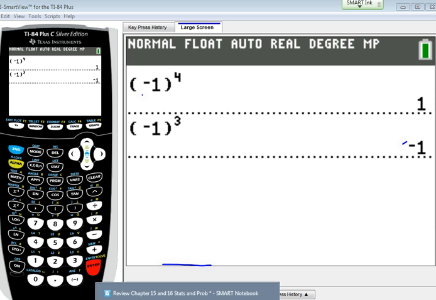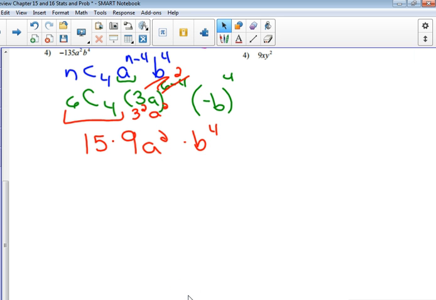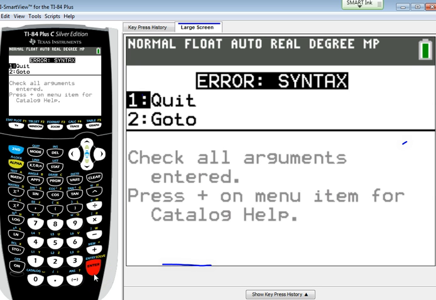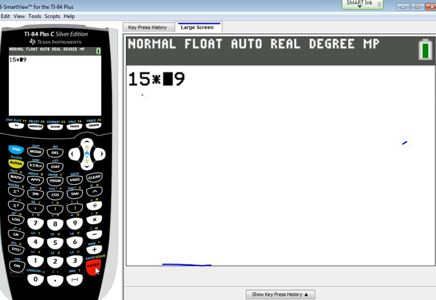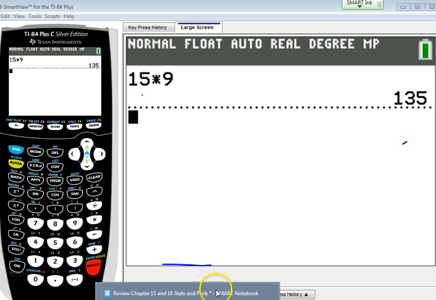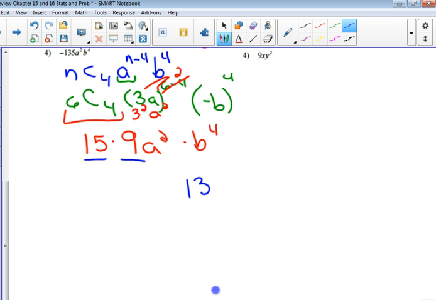Tricky. So at the end, once you guys finish everything, you want to multiply everything together that you can. So 15 times 9, multiply that. What do you guys get? 15 times 9? 135. Good job. Okay. So we have 135A squared B to the 4th.